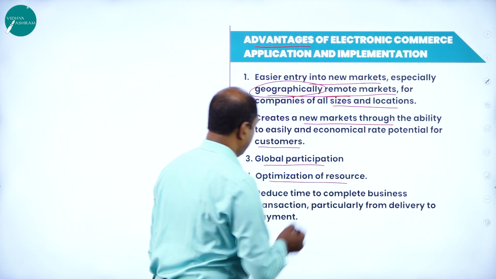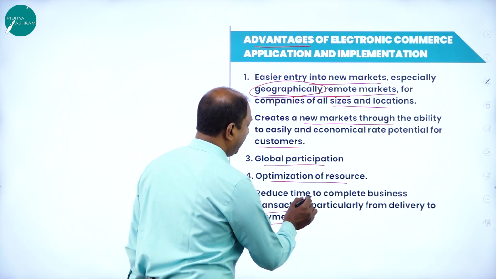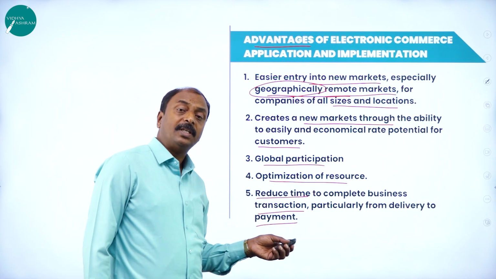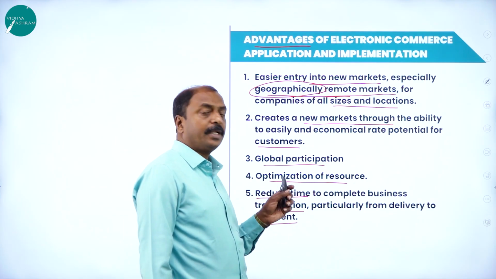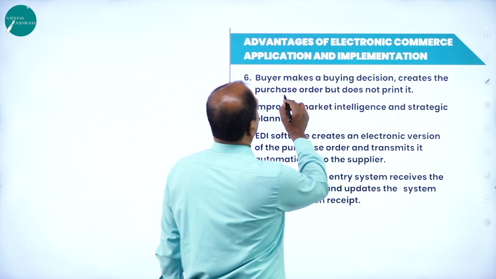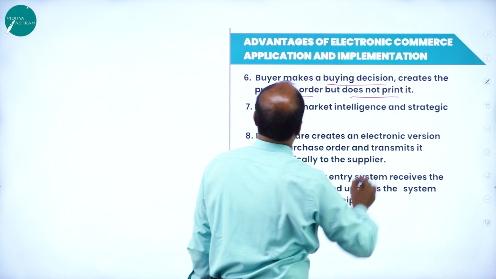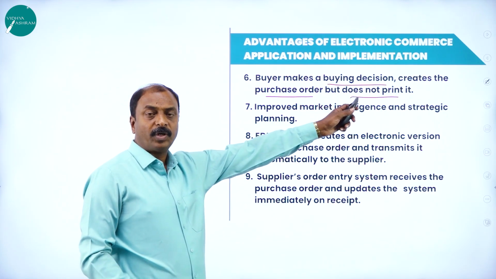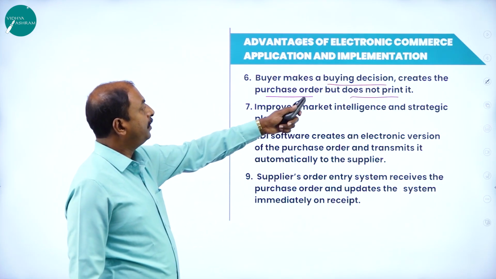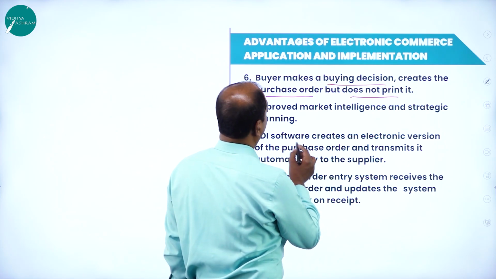Optimization of resources: reduce the time to complete the business transaction, particularly from delivery to payment. So the advantage is that we can reduce the time in completing the business transaction from buying till delivery and payment. That is one more advantage. Next one is the buyer makes a buying decision and creates the purchase order, but does not print it. Here the buyer himself, the one who is going to buy any product, directly makes a decision and creates the purchase order. That is through online.